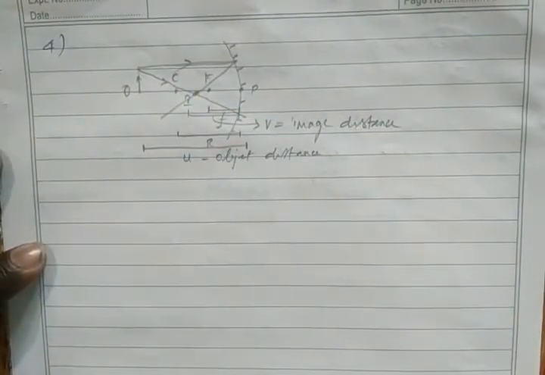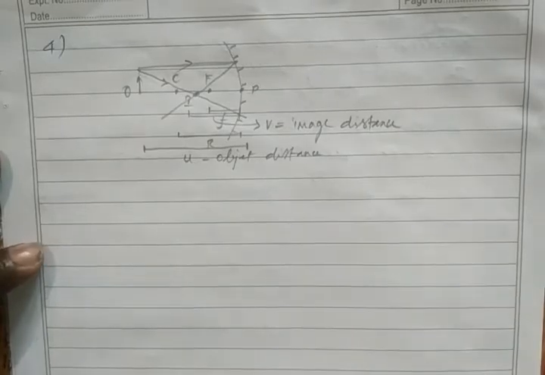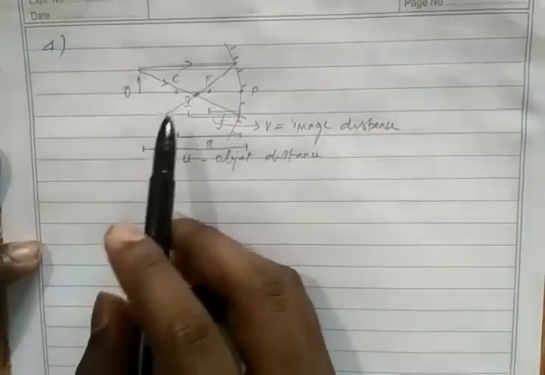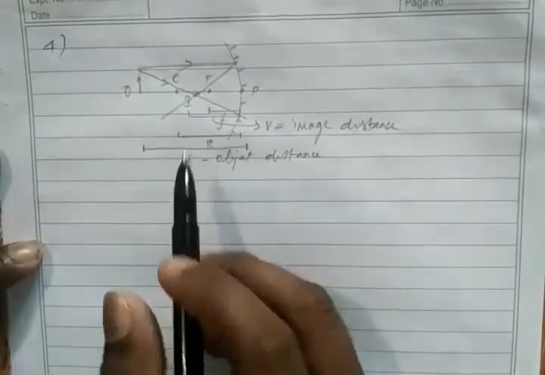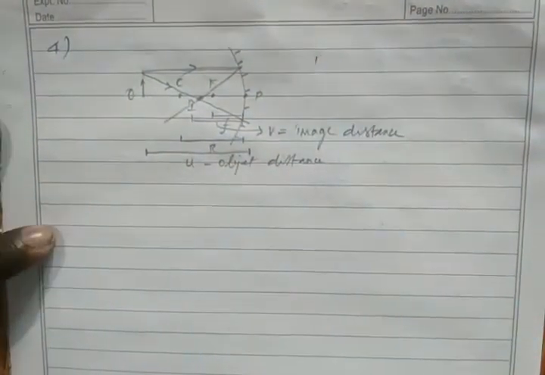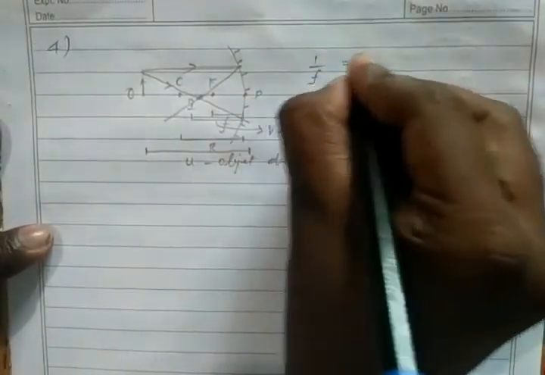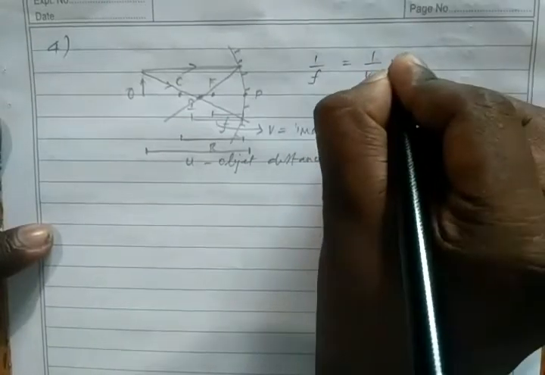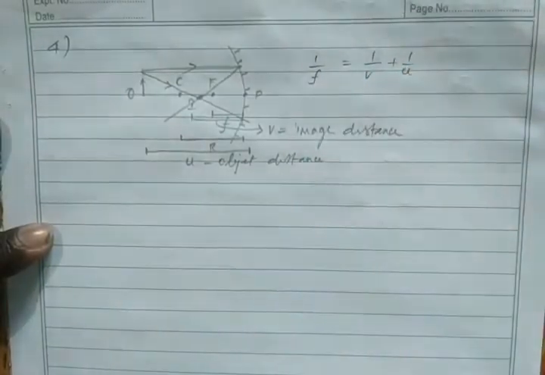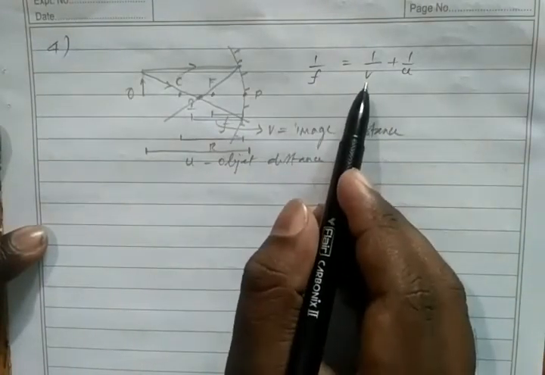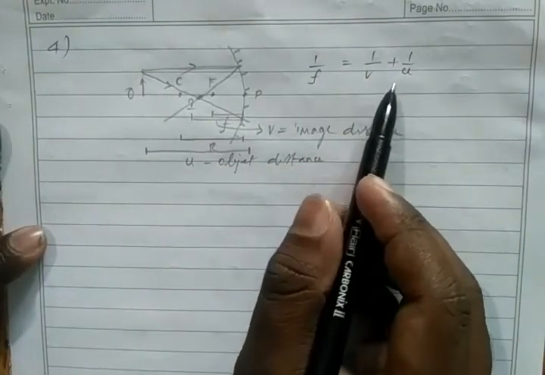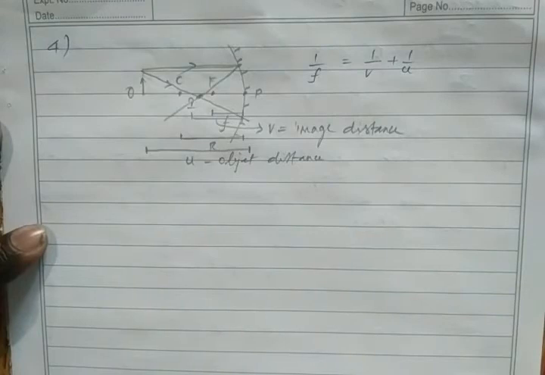Clear? So this is the short description of mirror which you already studied in 10th standard. Then you studied about mirror formula. What is mirror formula? 1 by F equal to 1 by V plus 1 by U, or 1 by U plus 1 by V, where F is focal length, V image distance, U object distance.